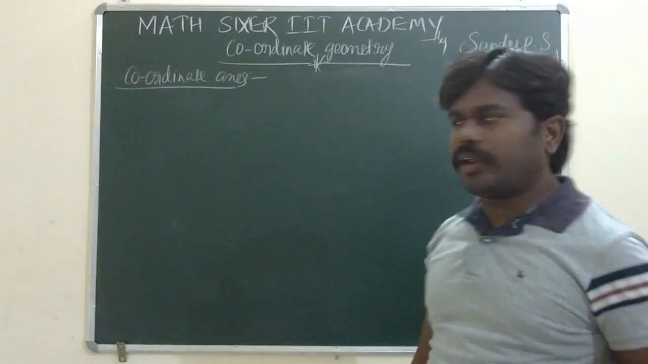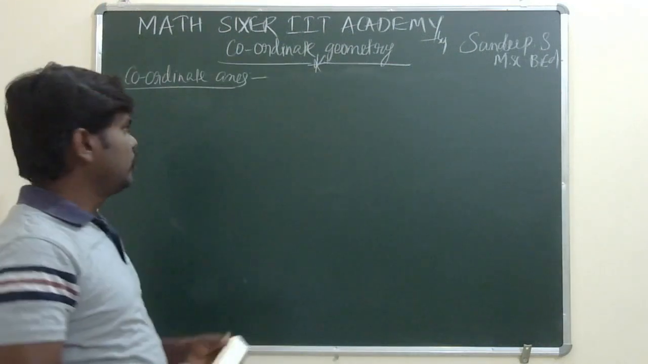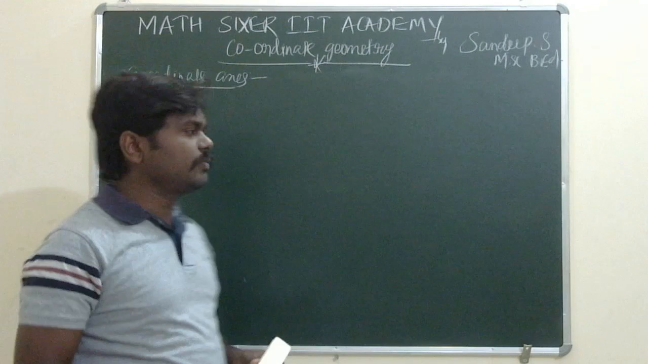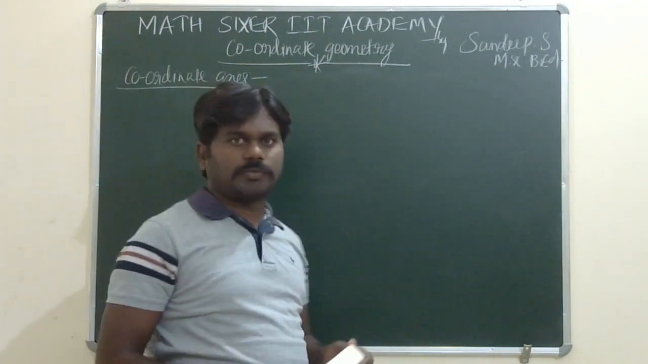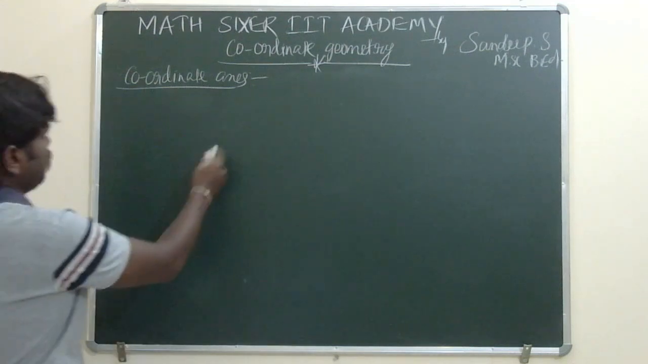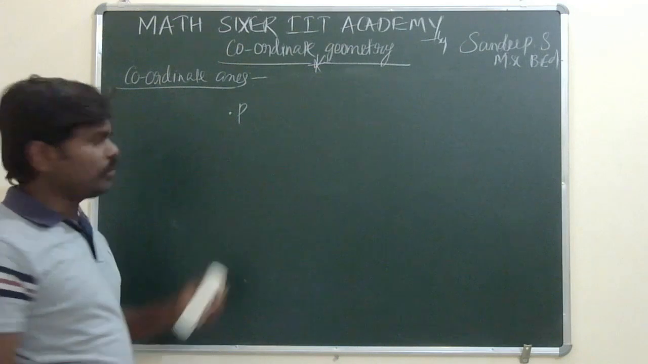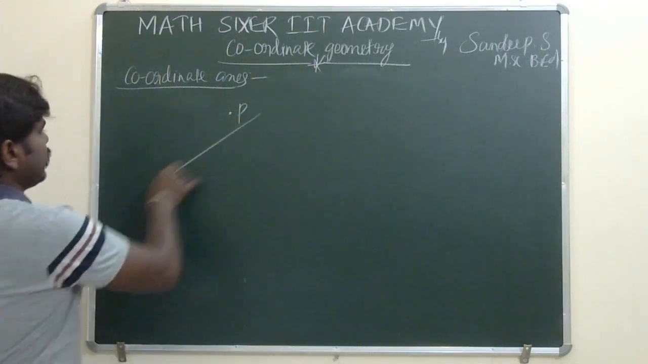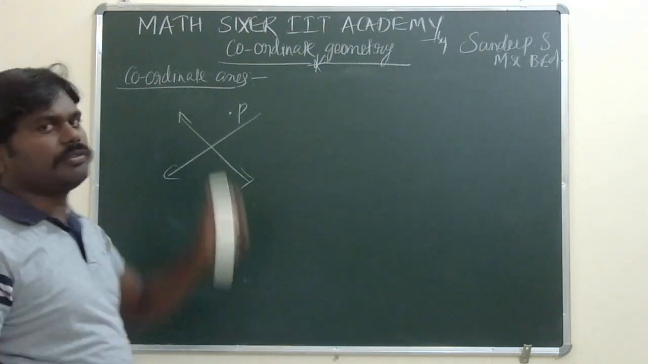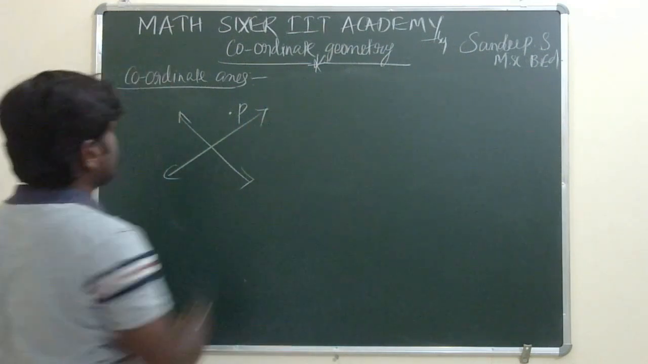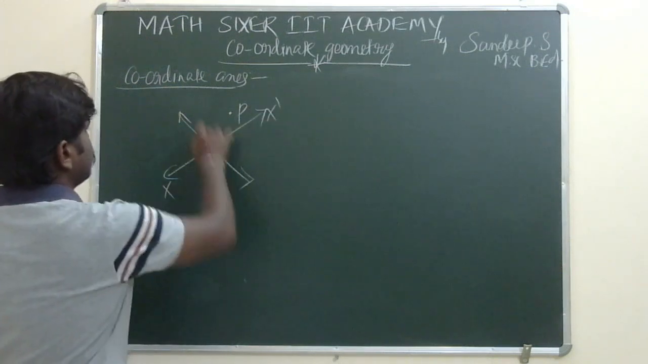What is meant by coordinate axis is that the position of a point with reference to two intersecting straight lines in a plane is determined, and this is called coordinate axis. Suppose this is a plane and this is a point I am taking, P. To find the position of this point we need two straight lines, and when they are intersecting here, then we can find the position of the point P. These straight lines are called the coordinate axes, and usually we take them as x dash and y dash.